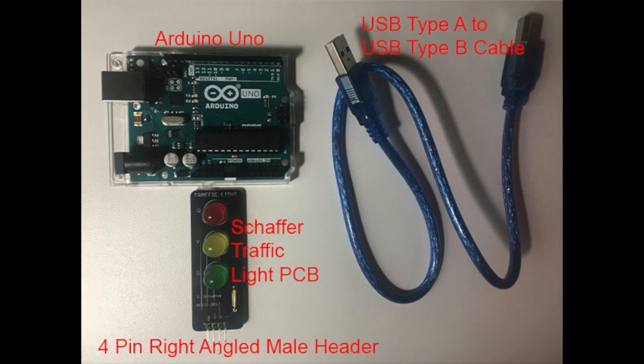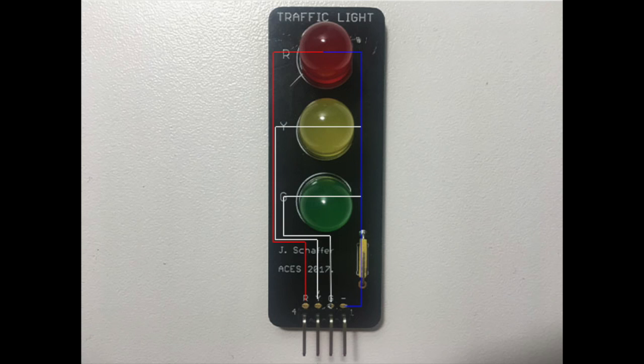New parts for this project include the Arduino Uno, a USB Type-A to USB Type-B cable, and a 4-pin right-angled male header. Additionally, we soldered this circuit onto the Schaffer traffic light PCB. The following shows the path which the current will take while the code is being run.